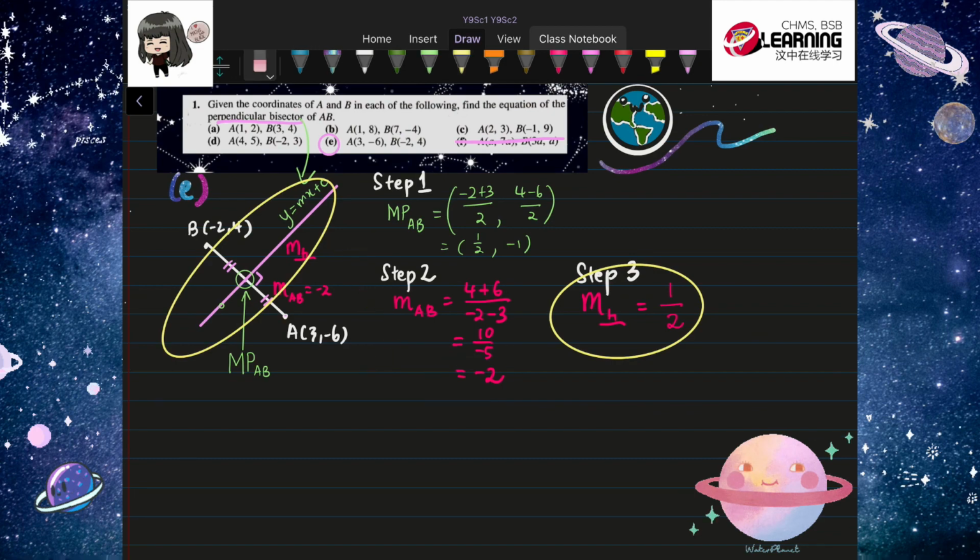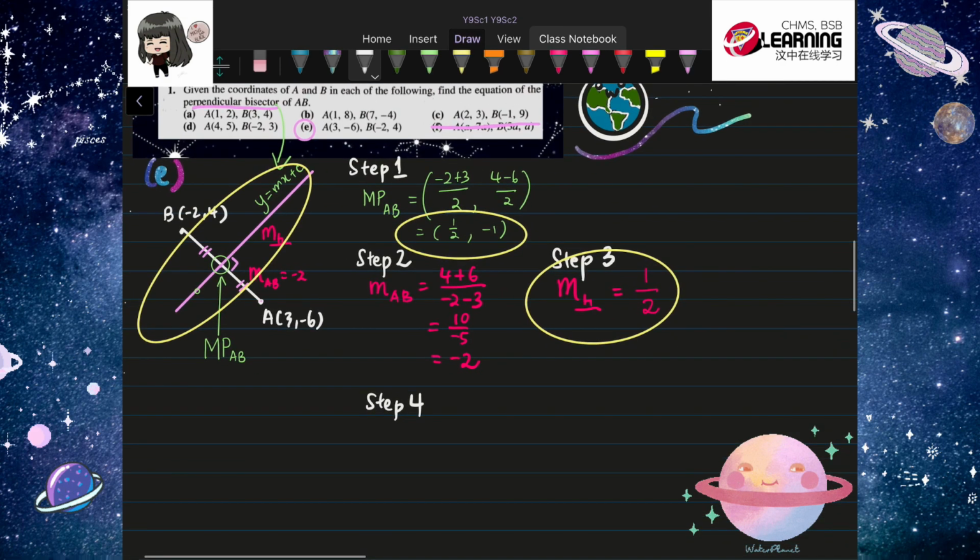Okay, we use half, because for the equation of the perpendicular line, we need the gradient, which is 1 over 2. Okay, so we use step 3 and this step 1 midpoint to find our step 4, which is the perpendicular bisector equation. Okay, so step 4, you can use y minus y1 equals m bracket x minus x1 also can, or you can use y equals mx plus c. So gradient is half. Okay, I change this to half, and then I sub in my midpoint.